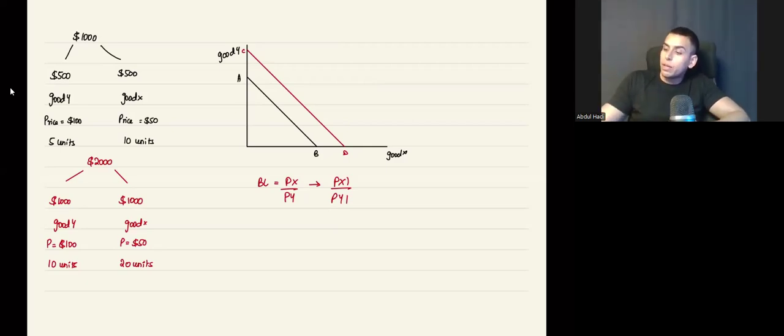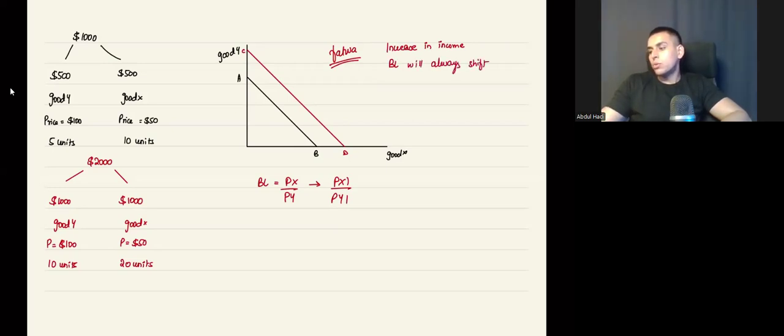And this is a rule: regardless of the nature of the good, regardless of the overall characteristics of the good, whenever there is an increase in income, your budget line will always shift to the right.